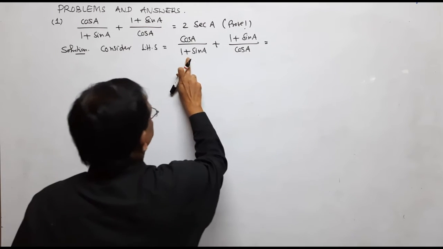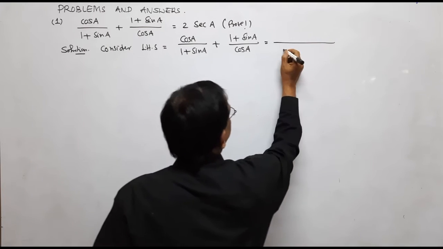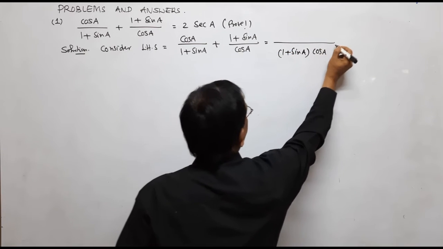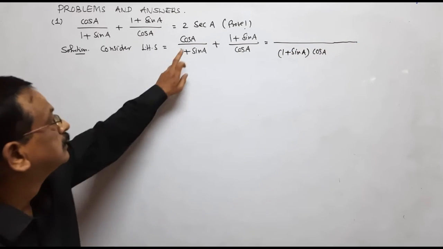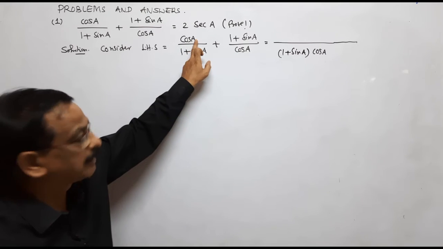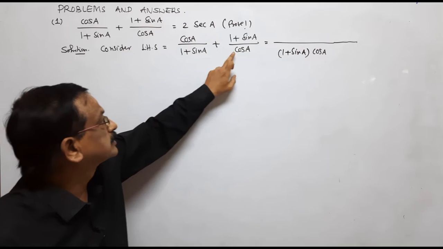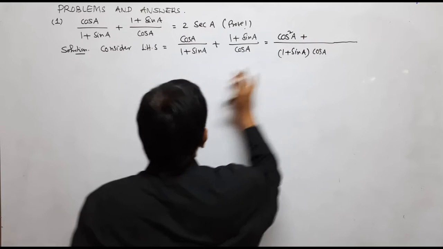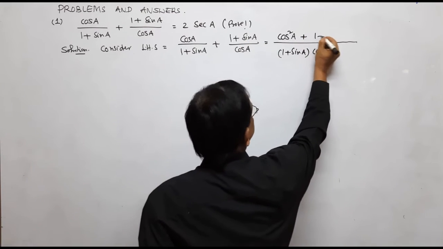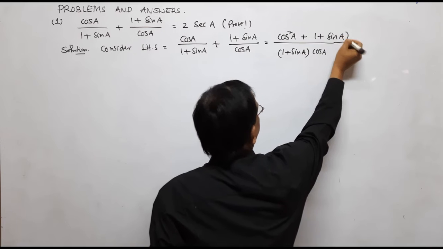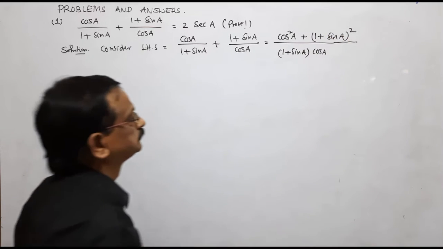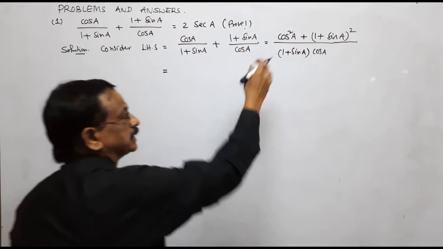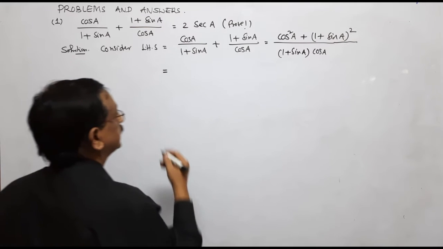I'll take the LCM. 1 plus sin A into cos A is the LCM. So 1 plus sin A into cos A. Now, after taking this LCM, I have cos A in the numerator. So cos A into cos A becomes cos square A, plus 1 plus sin A into 1 plus sin A, which is 1 plus sin A whole square. Let us simplify the numerator: cos square A plus 1 plus sin A whole square.